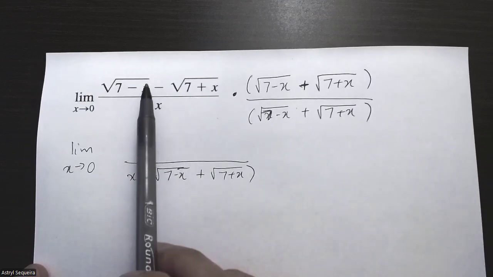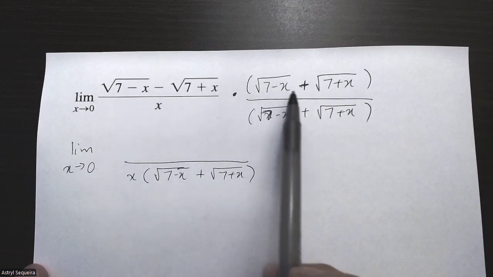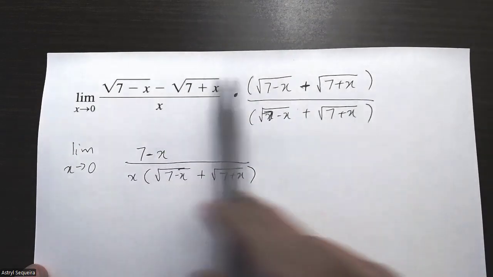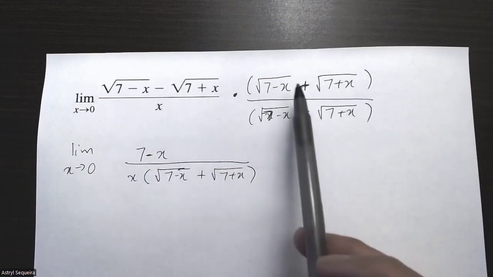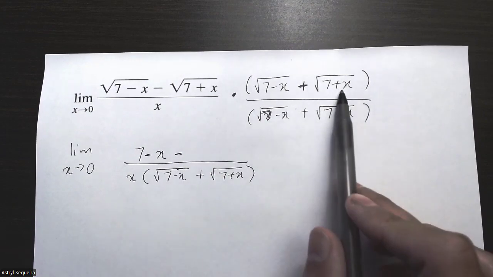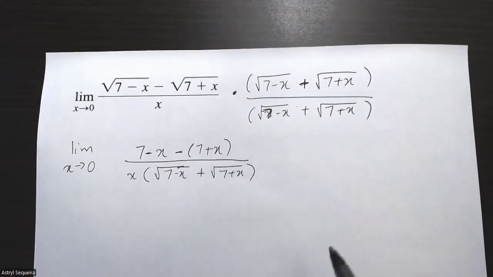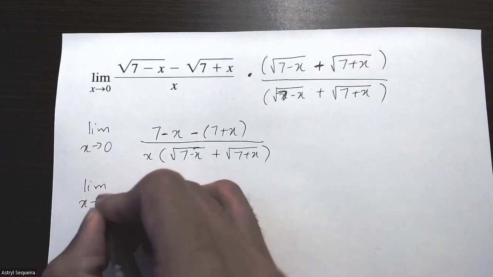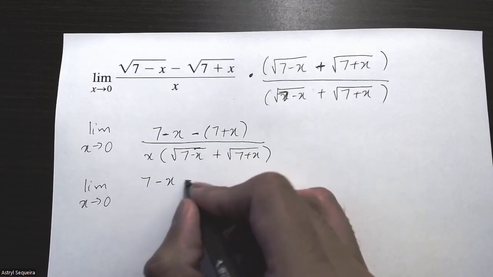And top, I will expand the top. So first term times first term, root of 7 minus x times root of 7 minus x is just 7 minus x. Middle two terms will cancel each other out, so I'm not going to worry about the middle two terms. Negative times positive is negative. Again, we have root of 7 plus x times root of 7 plus x. That's just 7 plus x, but again, make sure to put in a bracket because there are multiple terms there. We'll simplify the top by distributing this negative into the bracket.